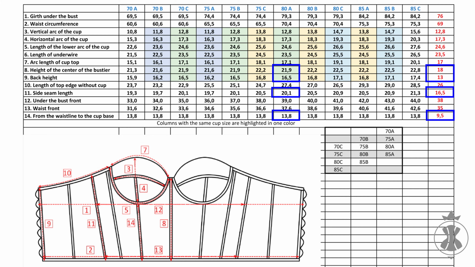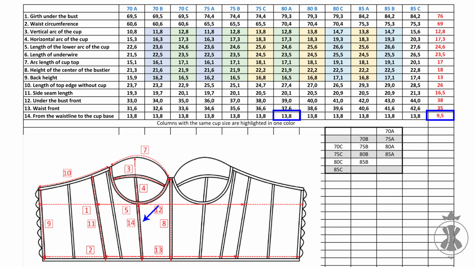When comparing the measurements of the pattern we have and the ones of the dress form, you can see the difference in heights. Corset center height, back height, length of the side seam, and the waistline to the bust line. All of these measurements are significantly smaller than the measurements of the original pattern. The waistline to the bust line measurement is required to adjust the heights of all measurements.